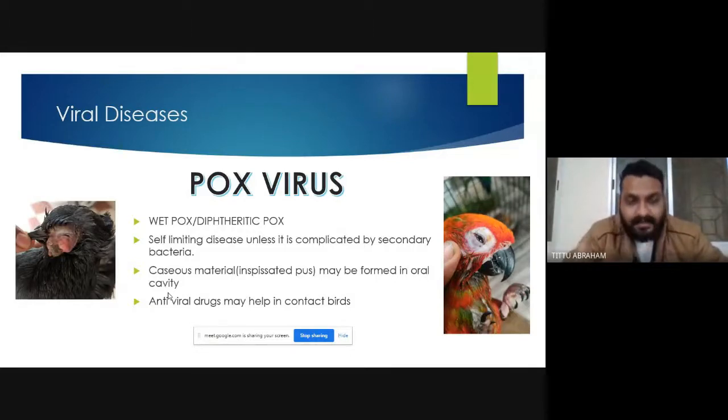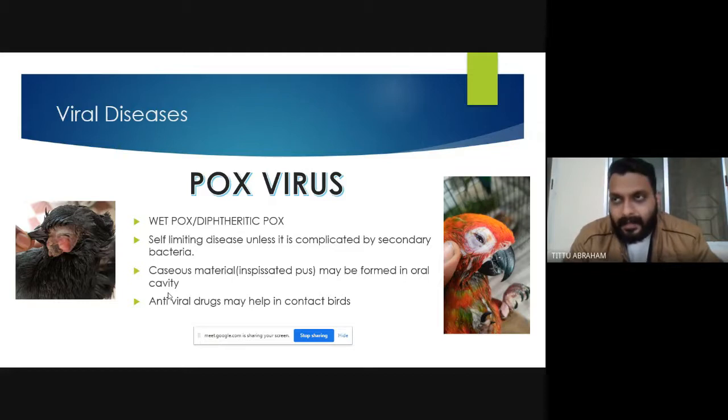And the next type of infection is the wet pox or the diphtheritic pox, which you can see inside the mouth and inside the eyes also. So where it is moist, inside the mucous membrane, it is seen. Usually it is seen as a self-limiting disease. That is, if it is affected, usually it will be cured within 2 to 3 weeks.